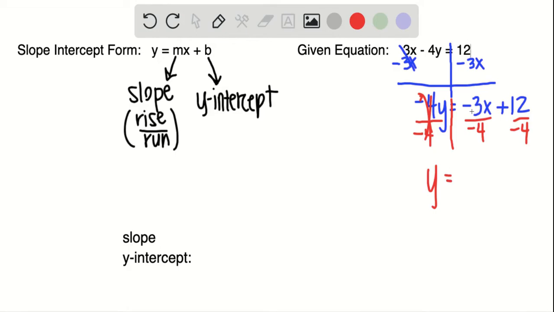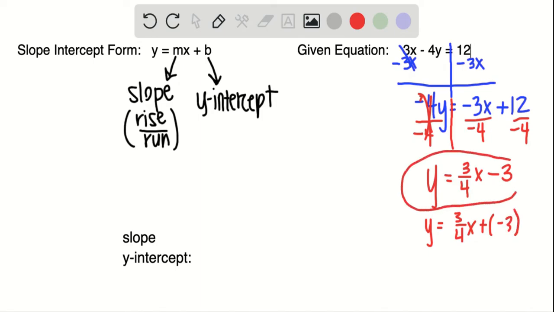Now I have this problem: negative 3x divided by negative 4. Maybe even think about it as just negative 3 divided by negative 4. That's going to give you a positive 3 over 4. So there's my slope of 3/4 x. And then here I have a positive 12 divided by a negative 4, which will give me a negative 3. You could even rewrite this slope-intercept form as y is equal to 3/4 x plus negative 3. That is technically the same thing, but to be more concise, we want to just keep it as y is equal to 3/4 x minus 3.